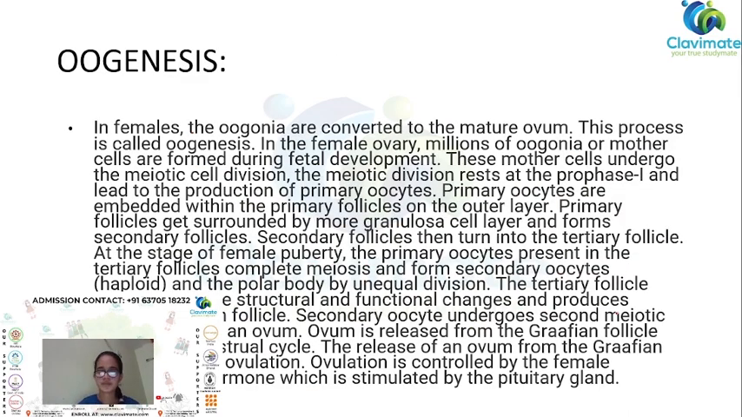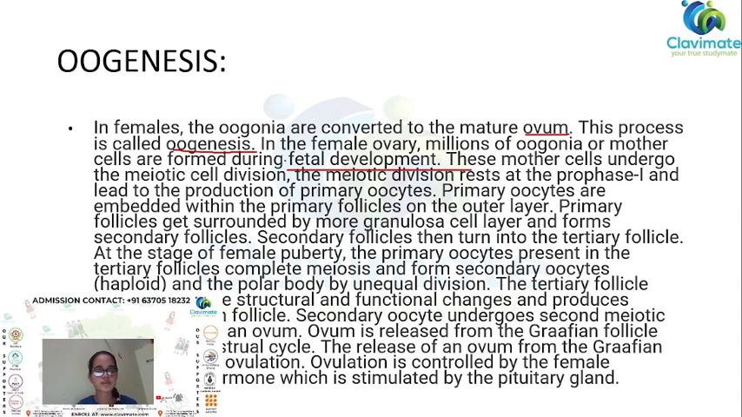Okay, next coming to oogenesis. This is the process of formation of the ovum in females. The oogonia are converted into the mature ovum, so this process is termed oogenesis. In the female ovary, millions of oogonia, or mother cells, are formed during fetal development.